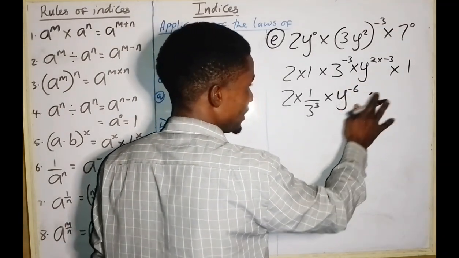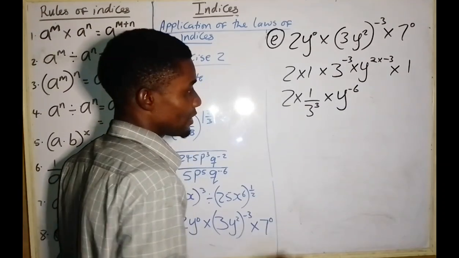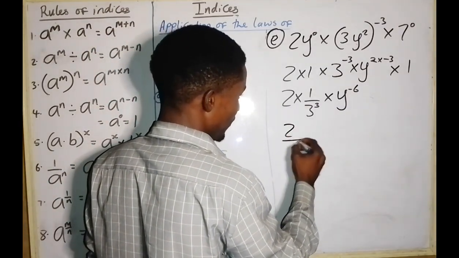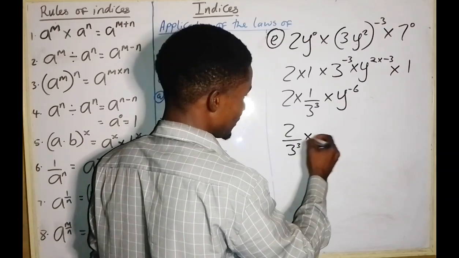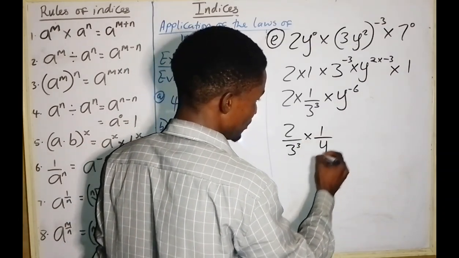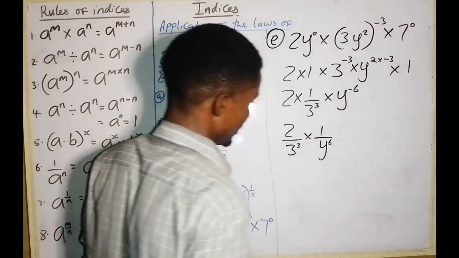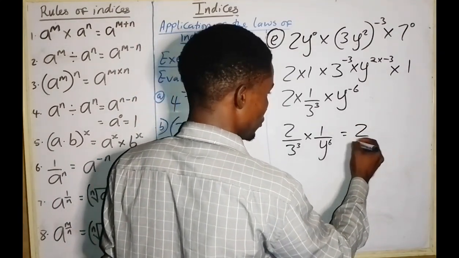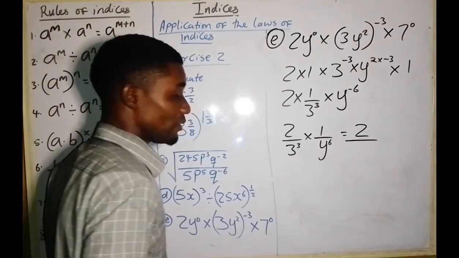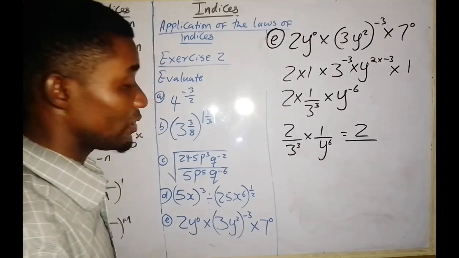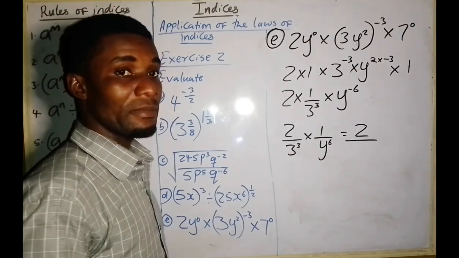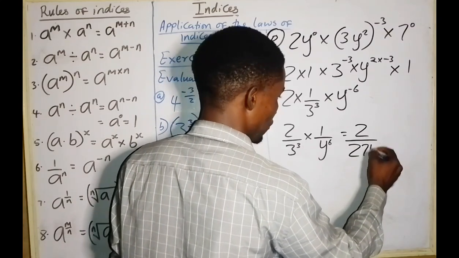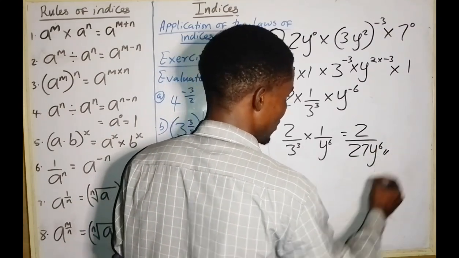This does not have any significant value, so we leave it like this. So we still solve further by saying 2 over 3 raised to the power of 3 times 1 over y raised to the power of 6. Negative index law again. So our final answer here is going to be what? 2 over, now let's find the value of 3 raised to the power of 3. 3 times 3 is 9. 9 times 3 will give us 27. So this will be 27y raised to the power of 6. That will be our final answer.